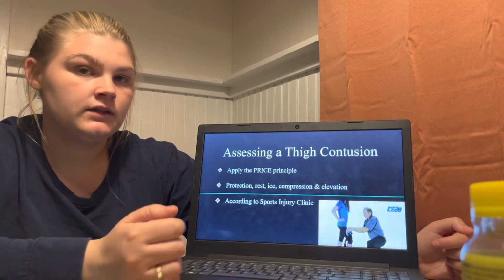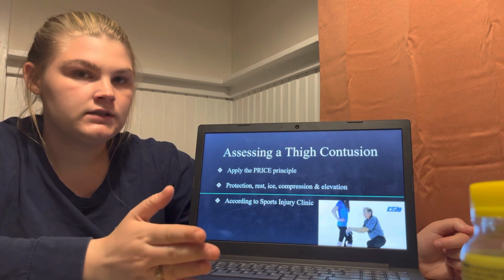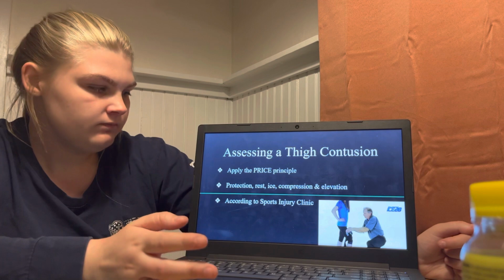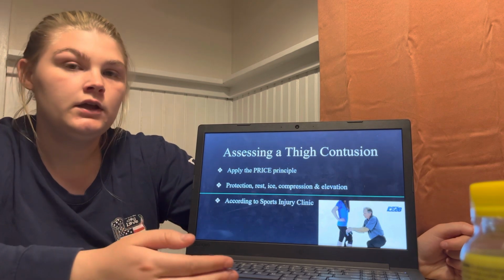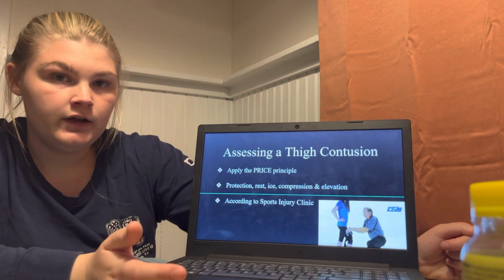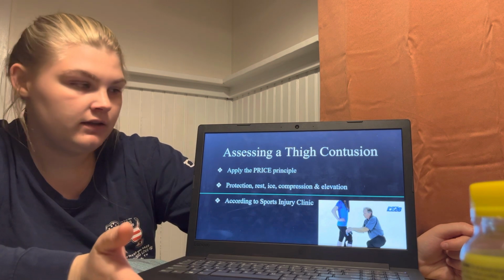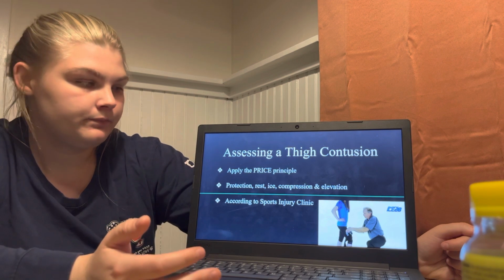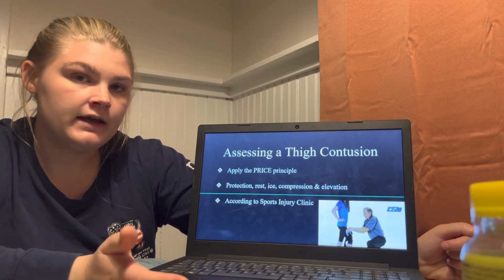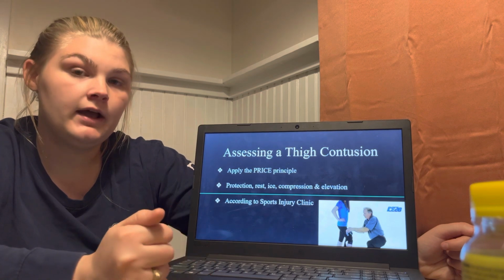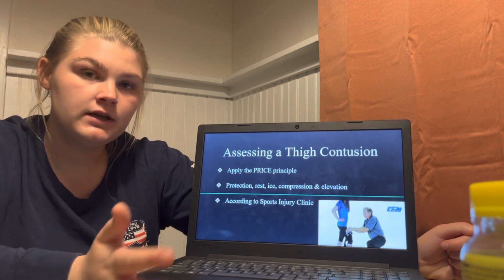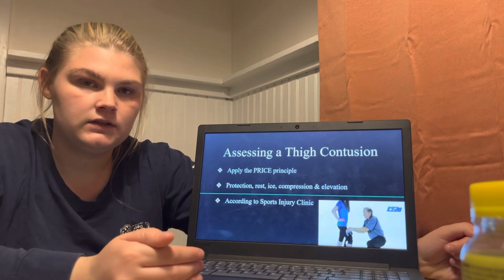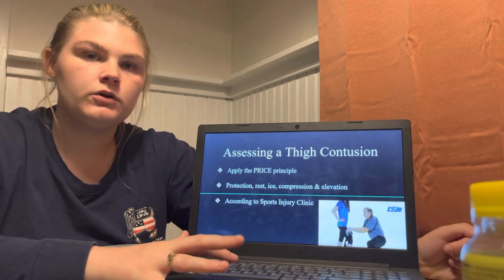So how do you assess a thigh contusion? There are many ways to assess a thigh contusion, but the main way is to apply the PRICE principle. The PRICE principle basically means to protect the area, rest the area, ice the area, and apply compression and elevation to the area. If somebody gets a thigh contusion, they're going to want to do this ASAP after the contusion happens, to bring the swelling down, bring the pain down, and stop the bleeding underneath the skin. This is all according to Sports Injury Clinic.